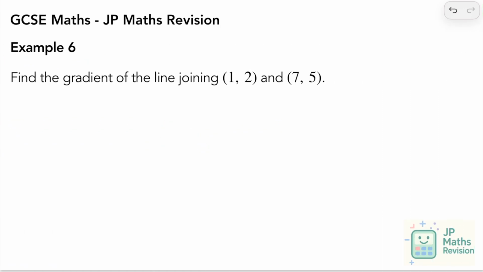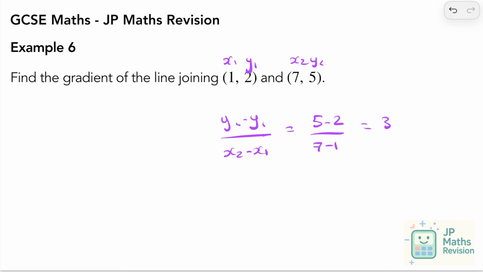Here's another example. We're finding the gradient of the line joining 1, 2 with 7, 5. I'm going to call them x1, y1 and x2, y2. So we're doing y2 minus y1 over x2 minus x1. It's going to be 5 minus 2 over 7 minus 1. 5 take away 2, that's 3. 7 take away 1, that's 6. So 3 divided by 6 is 1/2. So the gradient of this line is 1 over 2, or we could also write that as 0.5.